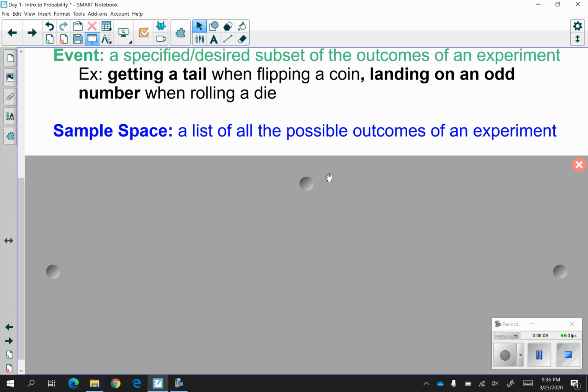Your sample space is a list of all the possible outcomes of an experiment. Keep in mind that for sample space, like in the do now, you want to include the squiggly brackets.